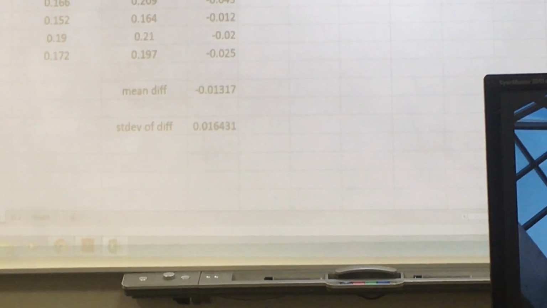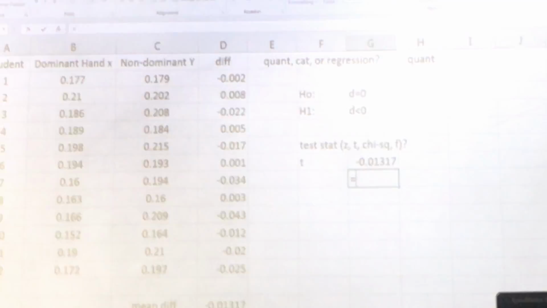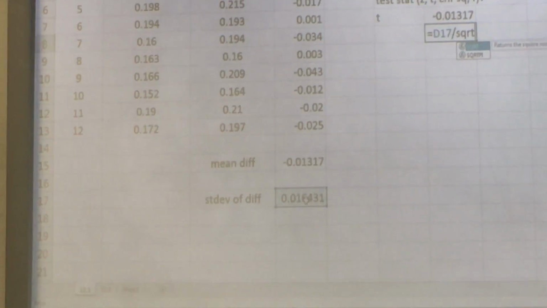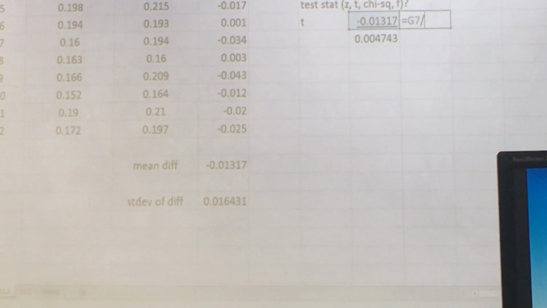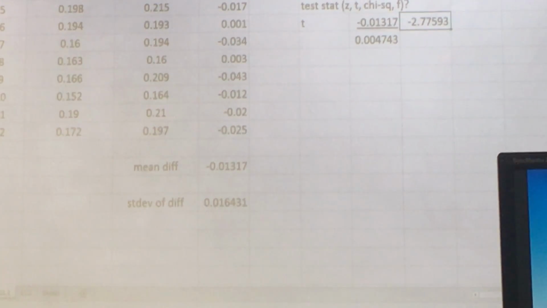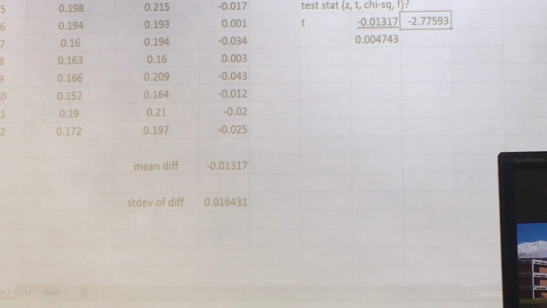So in this case, I've got differences, and I'm going to divide that by the standard deviation divided by the square root of 12 in this case. I'm going to divide those two numbers by that. Gives me negative 2.77. Okay? So what's going on?